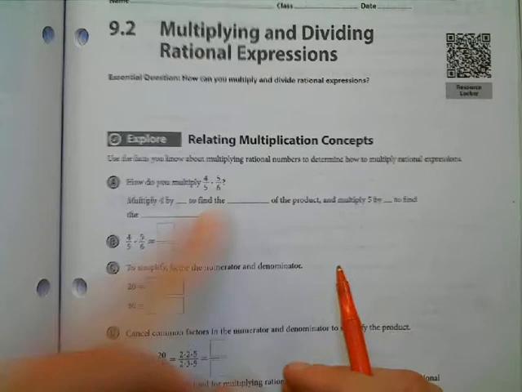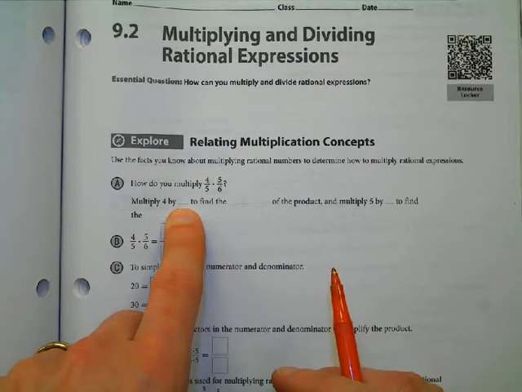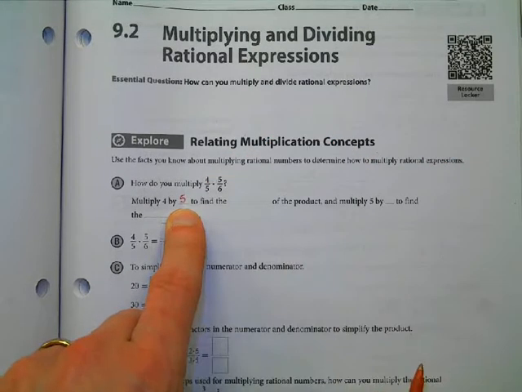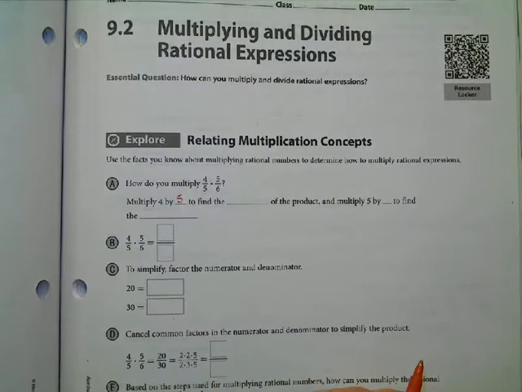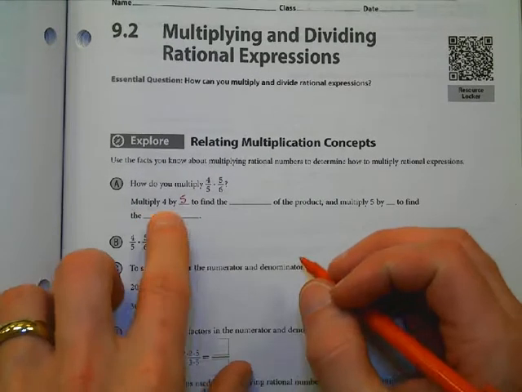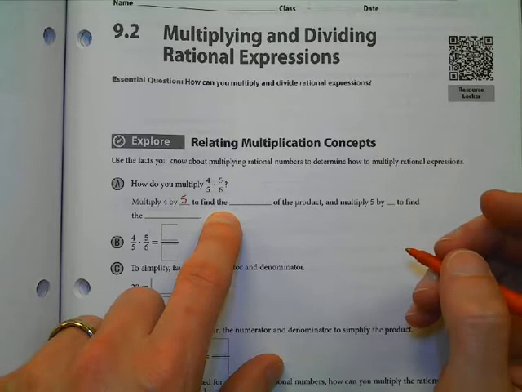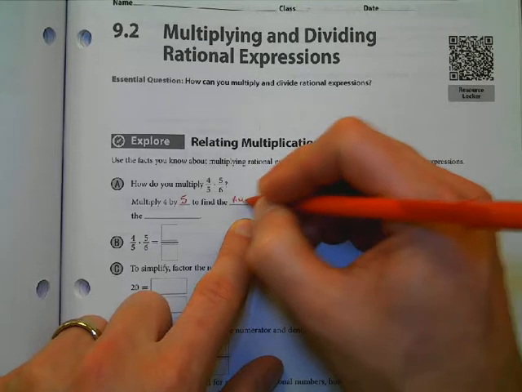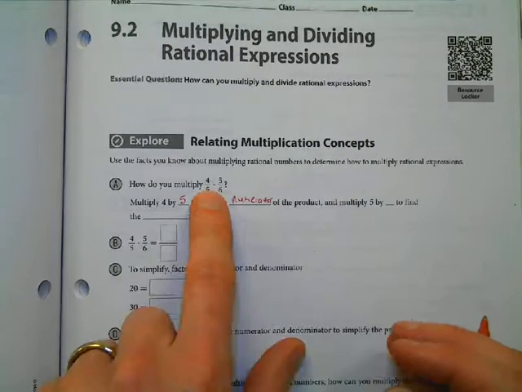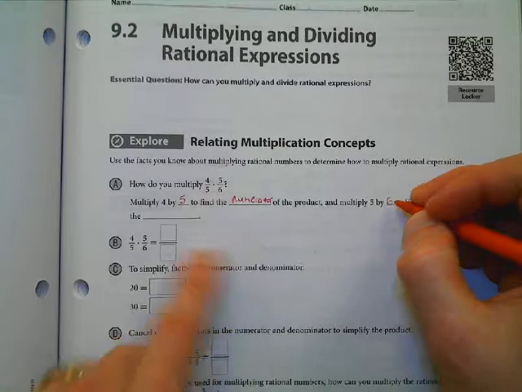So what do we do here? We multiply the 4 by what? 5, right? The 4 and the 5 multiply together. So we multiply the 4 by the 5 to find the numerator of the product. And then we multiply this 5 in the denominator by what? 6. To find the denominator.